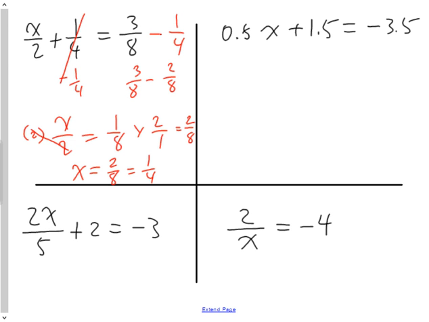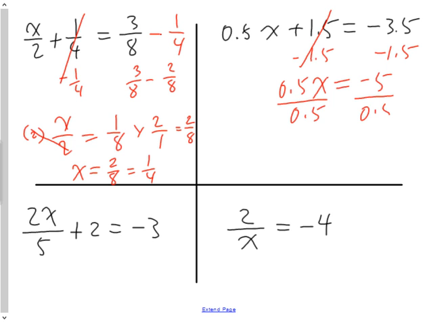In your second question, the only difference between the first and second question is instead of using fractional coefficients, I'm using decimal coefficients and constants. Exact same procedure. Get rid of your constant first by subtracting 1.5 from both sides. 0.5x is equal to negative 5. The sum of negative 3.5 and negative 1.5 is negative 5. Now, I'm going to divide both sides by 0.5, which is my coefficient. And x will equal, I'm not real great at dividing by decimals. I know the answer is 10, but I'm going to show you with the calculator.